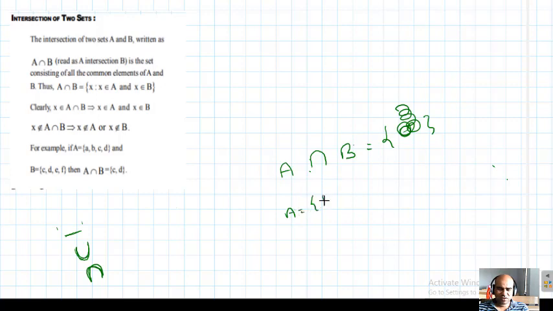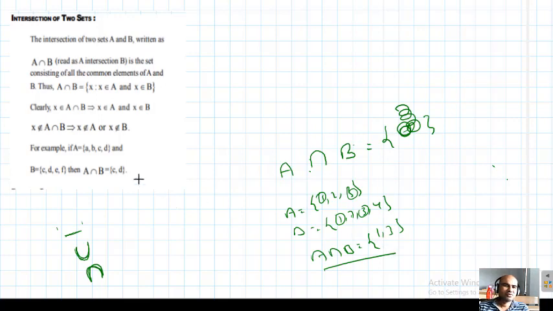A is given as {1, 2, 3} and B is given as {1, 7, 3, 4}. Now what does A intersection B mean? A intersection B is the set of common elements in both A and B. Here 1 is common, 3 is common, so I can say {1, 3}. This is A intersection B. Now I want to write its definition.